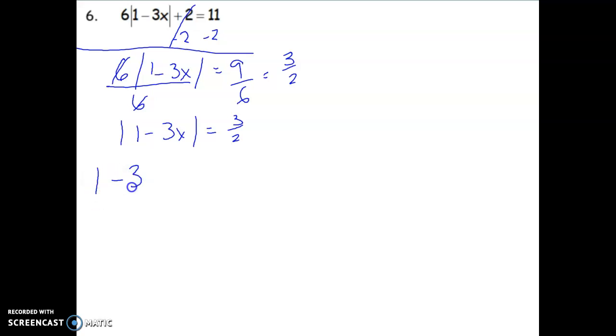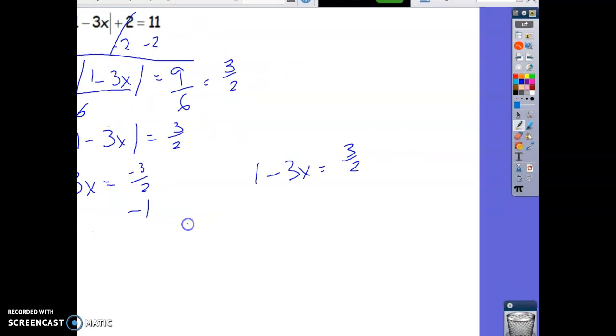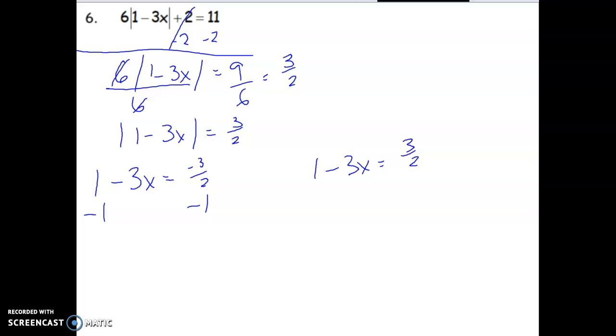Okay, let's split that up into our two separate equations. I need to go to the left. I need a negative one. And also I need to go to the right. I need a positive one. All right, so let's solve that. I'm going to subtract 1 from both sides. Well, 1 is the same thing as 2 over 2 because you have to have a common denominator, right, in order to subtract and add with fractions. So that is going to end up being negative 5/2.